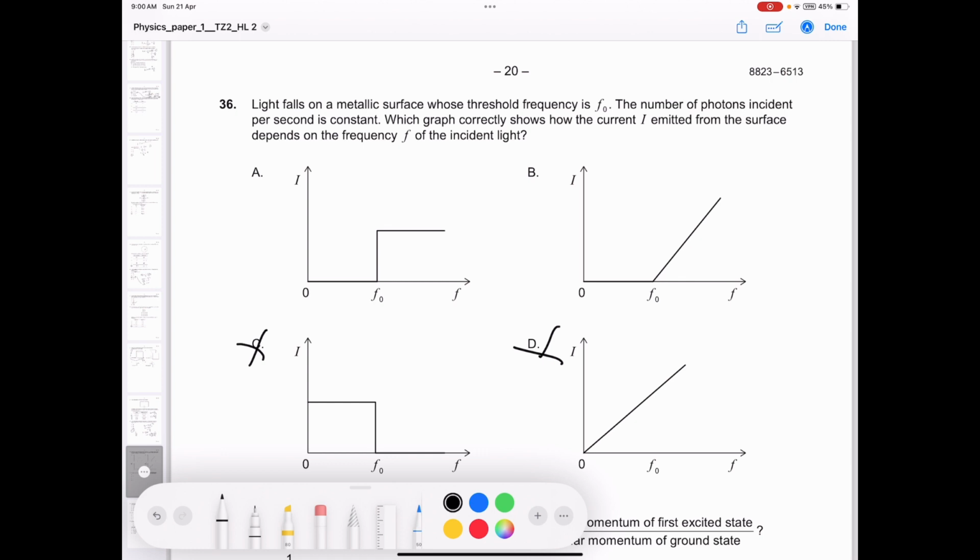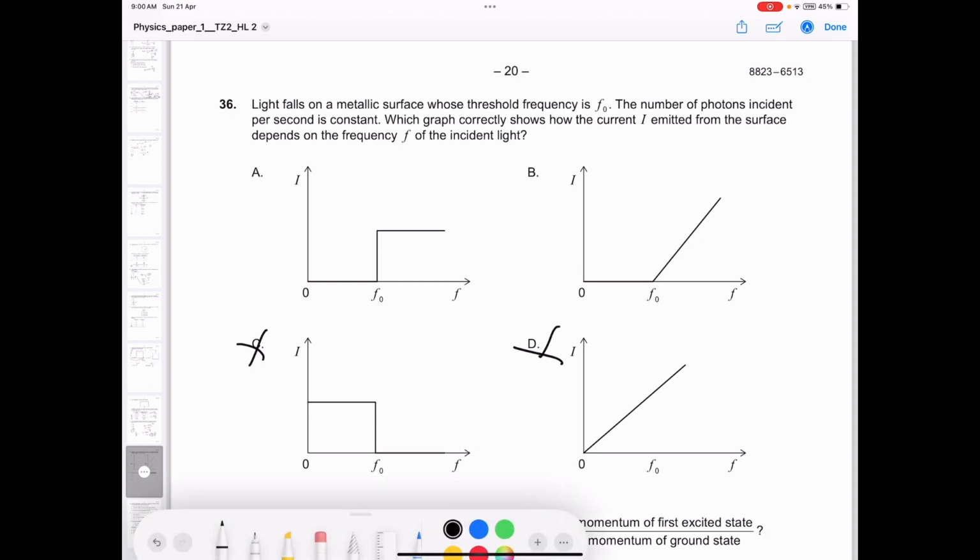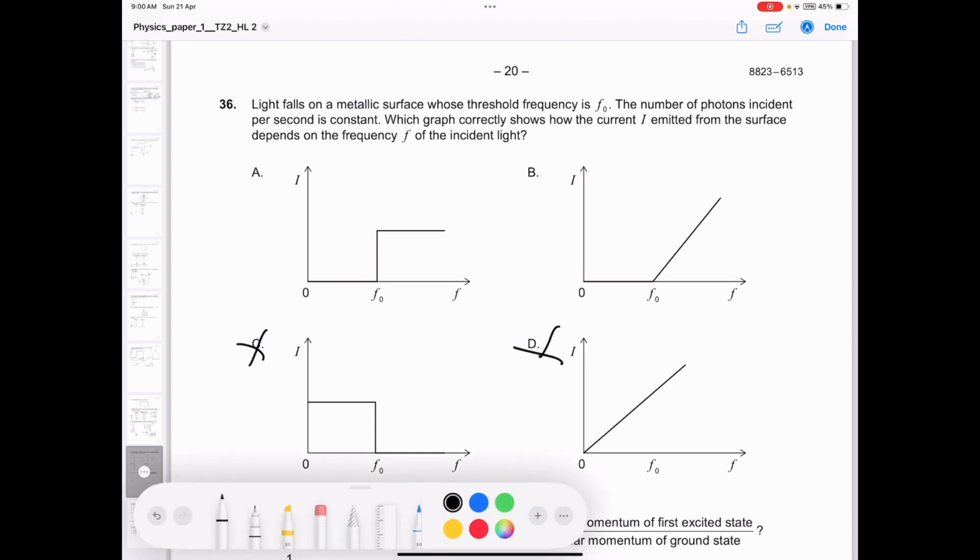So the question is, does the current remain constant after we hit the threshold frequency, or does it increase? Well, it says in the question, number of photons incident per second is constant. Therefore, once we hit the threshold frequency, we're going to get a constant current. So the answer must be A. The current doesn't increase with frequency, so it can't be B. The answer is A.